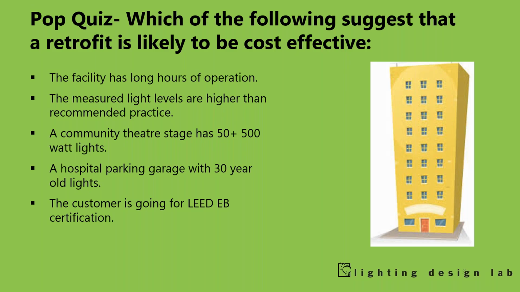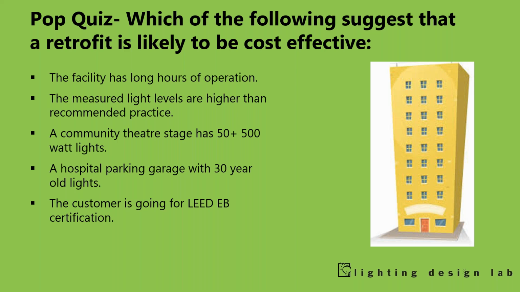So let's break that down a little bit. Obviously, the long hours of operation is a good one. The measured light levels are higher, that we want. This is a little bit of a trick here. The community theater stage has 50 500-watt lights. It seems like it might be fertile ground for a retrofit, but that stage is probably not getting a lot of use. It's not a gymnasium, it's a stage, and so it would only be on when they're doing a production of a show. So that may not actually get a lot of use.